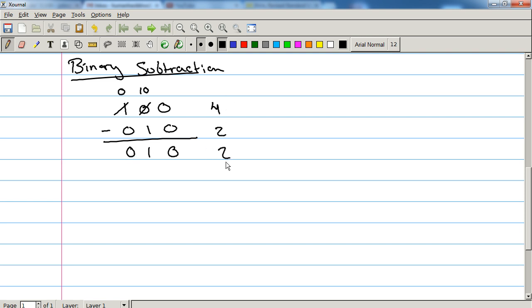So 4 minus 2 is 2. The trick is to know what to do when you have to borrow and when to borrow. So if you have 0 minus 1, you have to borrow. So let's look at another situation.